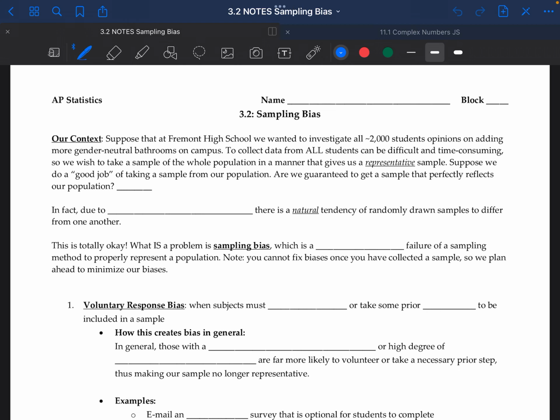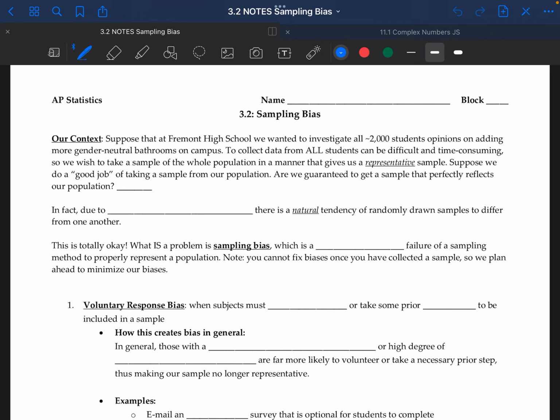Hello and welcome to our first video notes of the unit, but our second day of the unit, where we're going to discuss sampling bias. So we sort of hinted at these things in the little activity, trying to think about what are some ways that it could go wrong when you're trying to collect data from a sample.